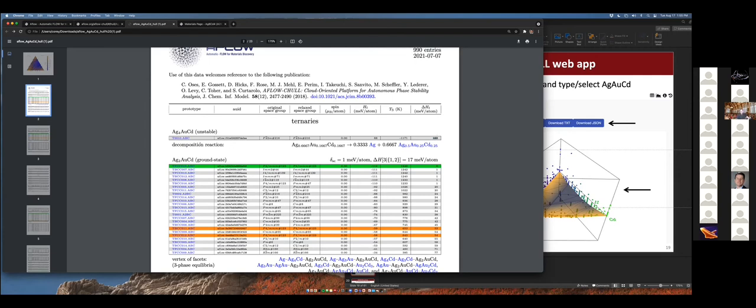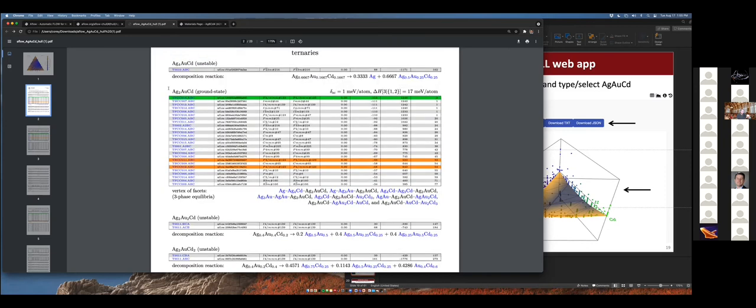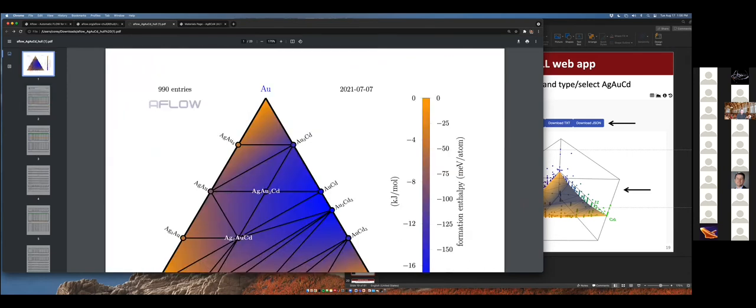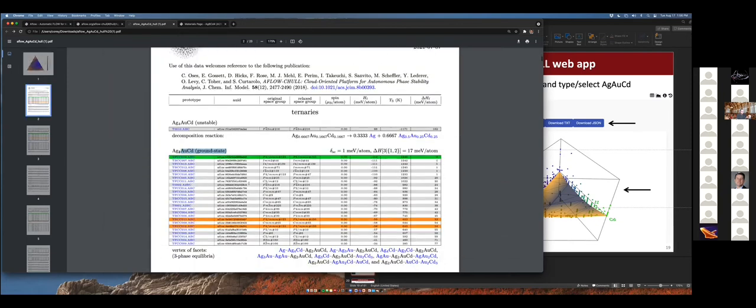Because it's unstable, it's going to also provide us with the decomposition reaction. Okay, you'll notice that these are links. So it'll actually take us to the relevant part of the report, what it's going to decompose into. This stoichiometry, this is a ground state structure. So it actually sits on the convex hull. It's this compound here. It sits on the convex hull. You'll see that highlighted in green is the entry that defines that convex hull.